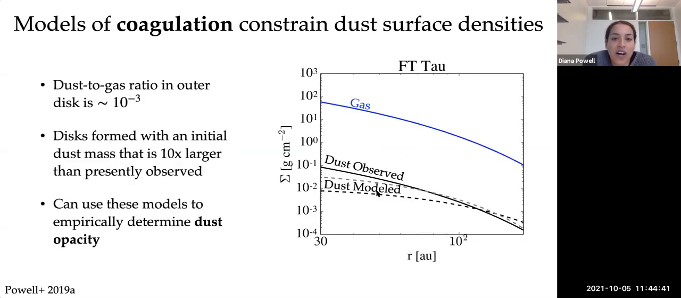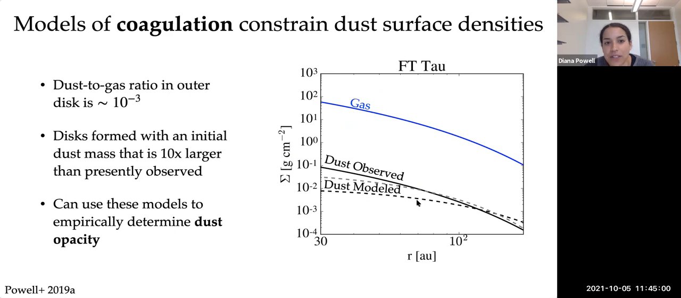And in our modeling thus far, it is not required to know an expected dust surface density. But given our results, we can now use models of coagulation to compute the dust surface densities, since we know that the maximally sized particle at a given location has a growth timescale equal to the age of the system.